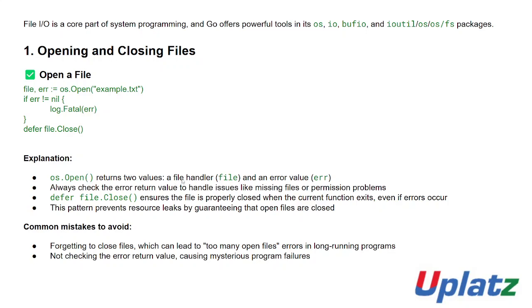os.Open returns two values, a file handle and an error value. Always check the error return value to handle issues like missing files or permission problems. defer file.Close() ensures the file is properly closed when the current function exits, even if an error occurs. This pattern prevents resource leaks by guaranteeing that open files are closed.